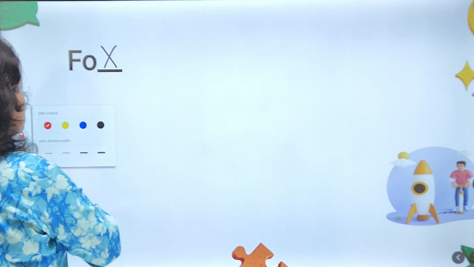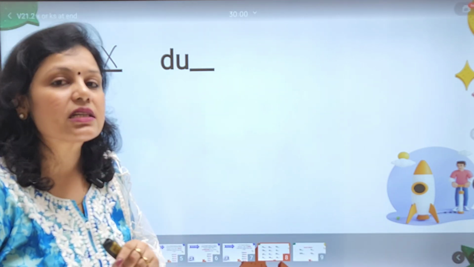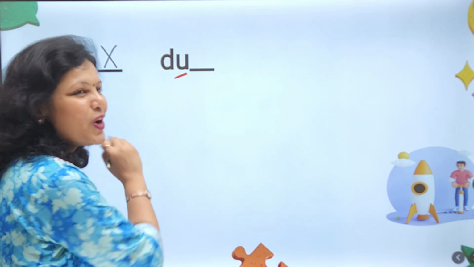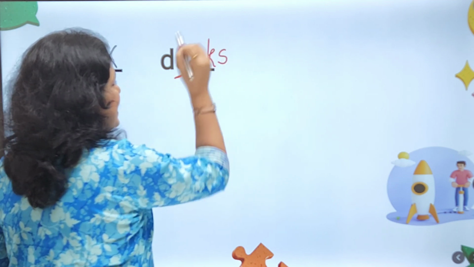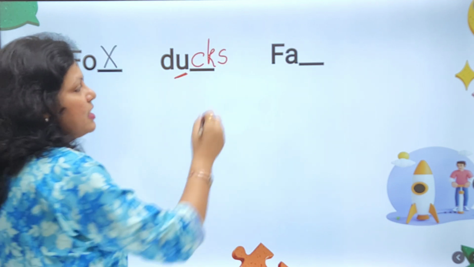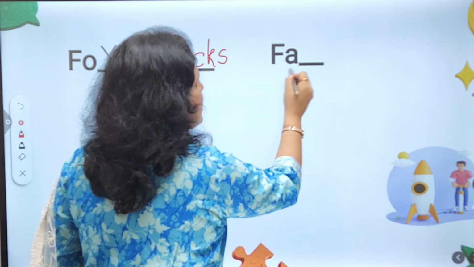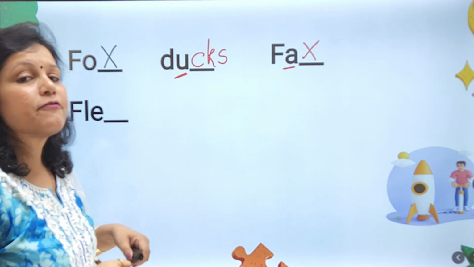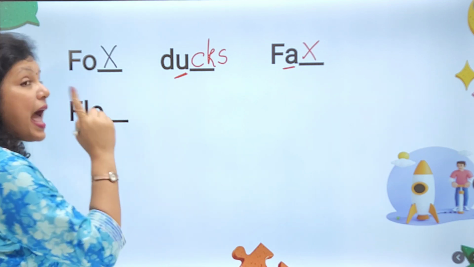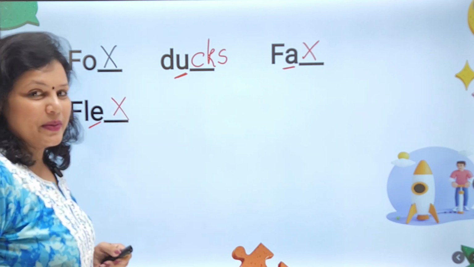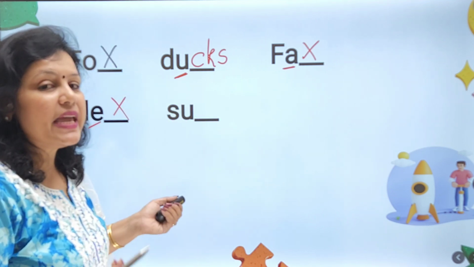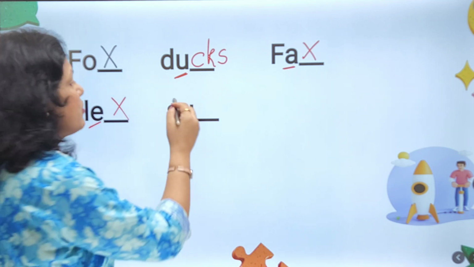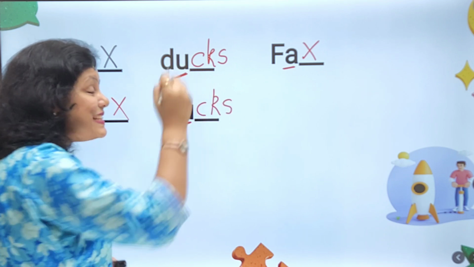Similarly, if I want to see a different word, ducks. Now ducks, it's a plural form and it is coming after a short vowel sound. So you will write CKS. Similarly, facts. Now this is a short vowel sound and it is a singular word. That is why X will come here. Similarly, flex. Short vowel sound and singular. X will come here. Sucks means it is a short vowel sound and it is a verb after a short vowel sound. That is why you will write CKS over here.